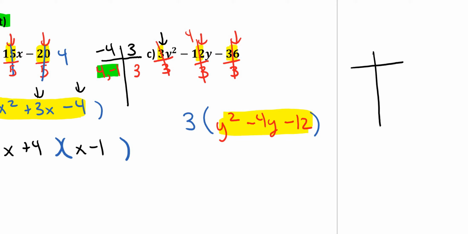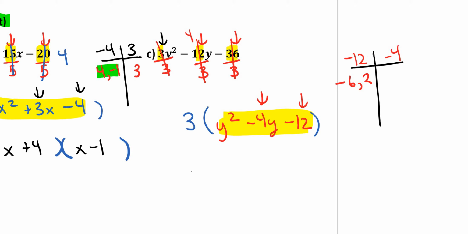So on my table, I will put negative 12 on the outside, and the middle number here is negative 4. So I need two numbers that multiply to negative 12 and combine to negative 4. And those numbers are negative 6 and positive 2. So negative 6 times positive 2 is negative 12, and negative 6 plus 2 is negative 4.